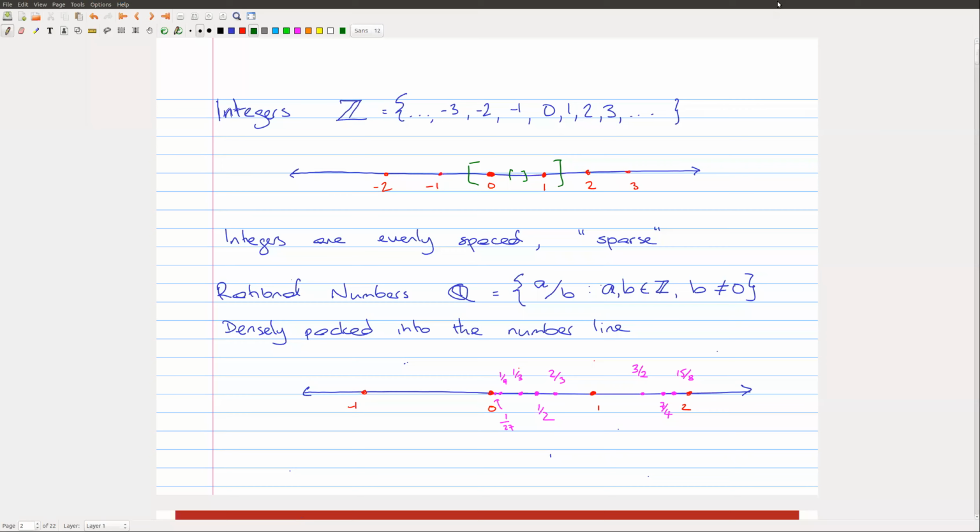And people, of course, study all kinds of features of both of these number systems, not all of which we have scope for in this course or are a topic of attention in this course.